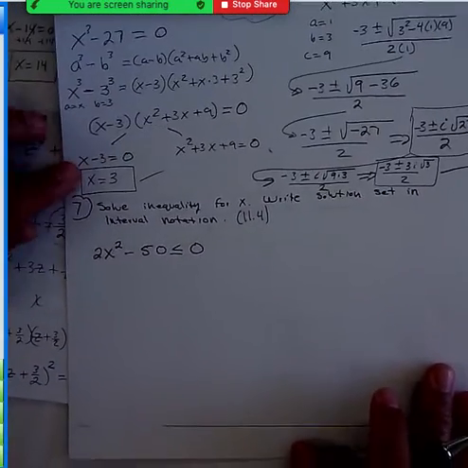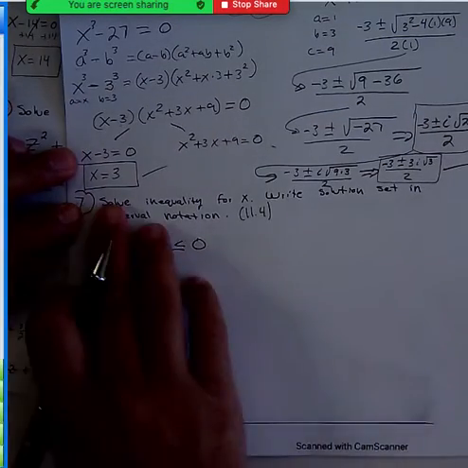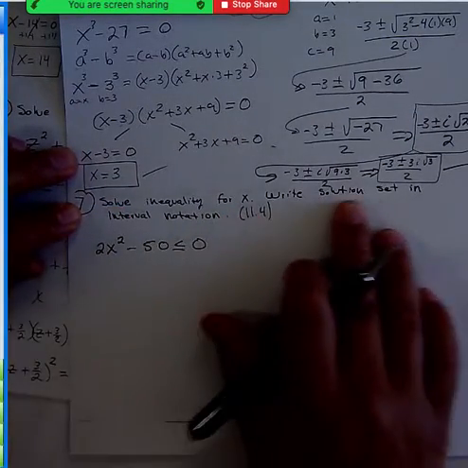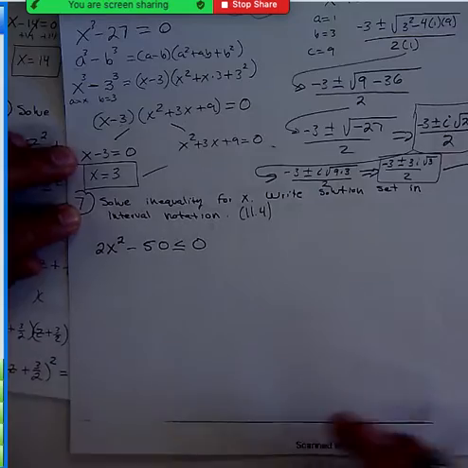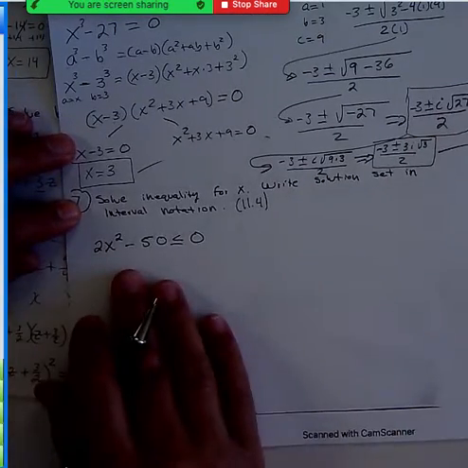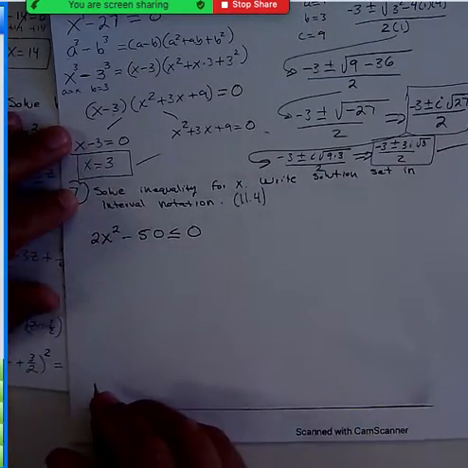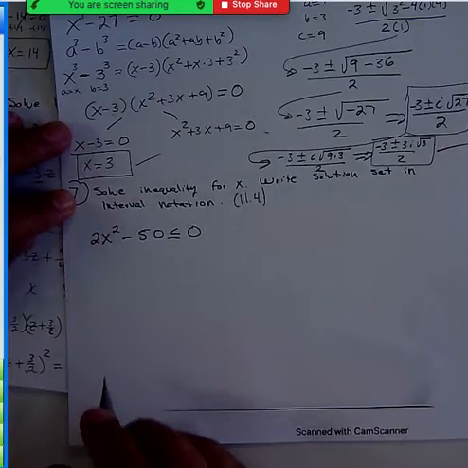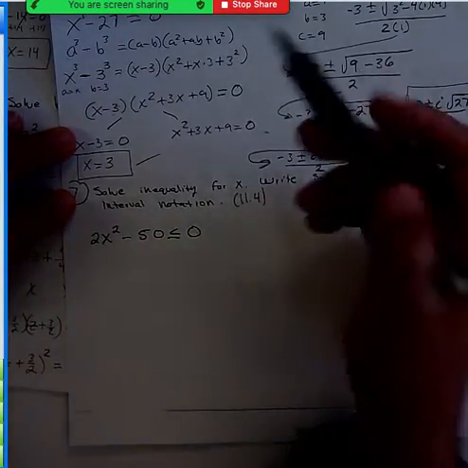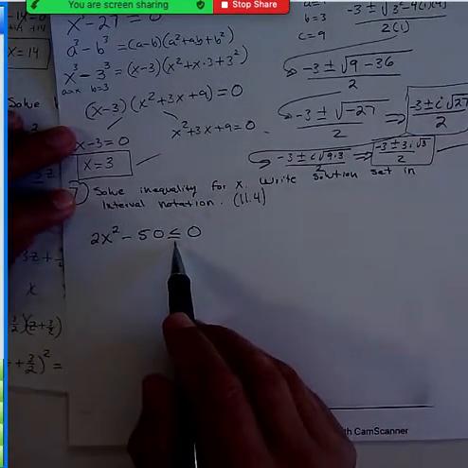So 7 and 8. Solve inequality for x, write solution set in interval notation. So now we're solving for an inequality. We're gonna have a number line. We're gonna check for regions. So the same way you solve equations, you do with inequalities.